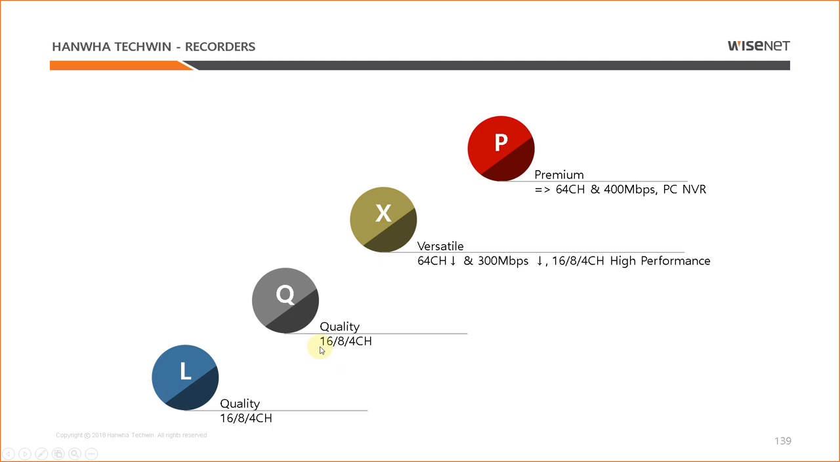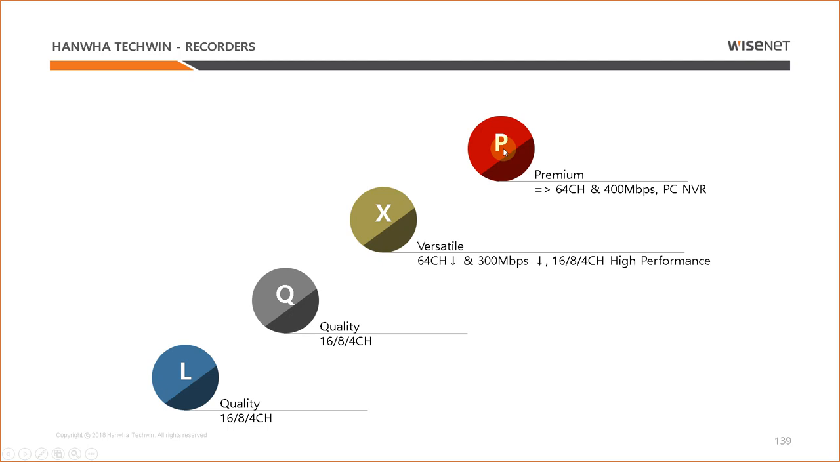Okay, X and P. X is your versatile series. X starts from 4 channel all the way to 64. P is 16, 32, 64. Okay, P does not have 4 channel, 8 channel, directly from 16. X series from 4 to 64.